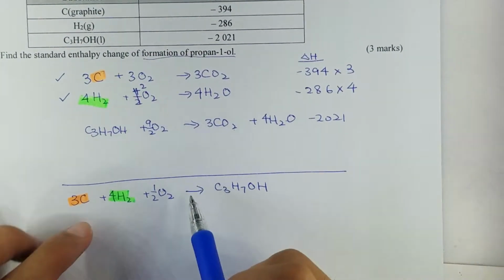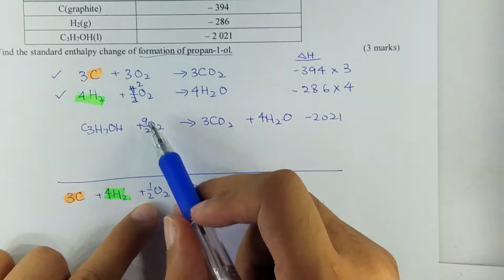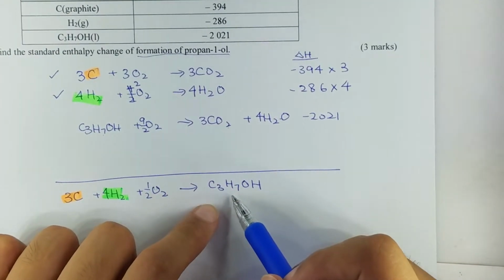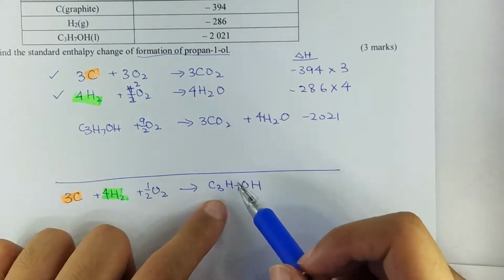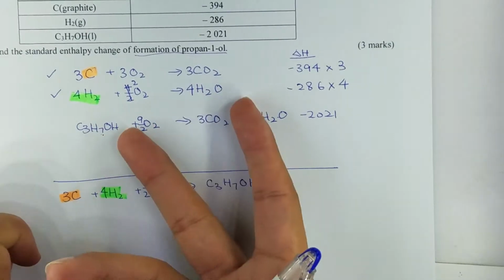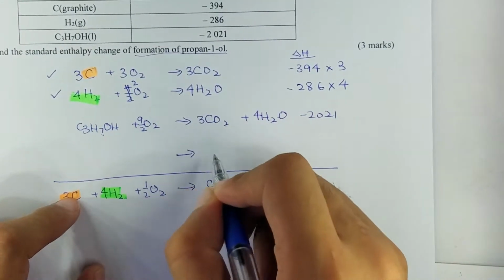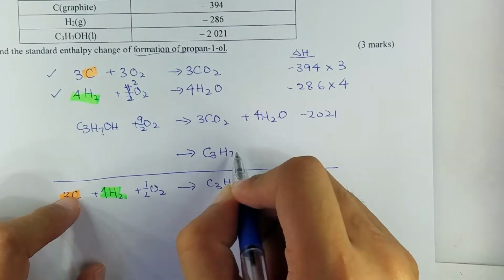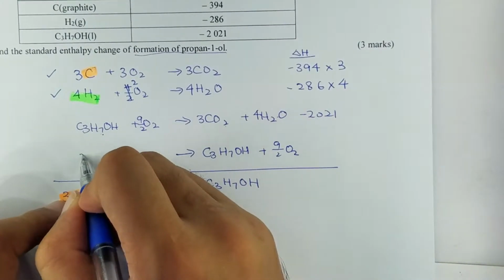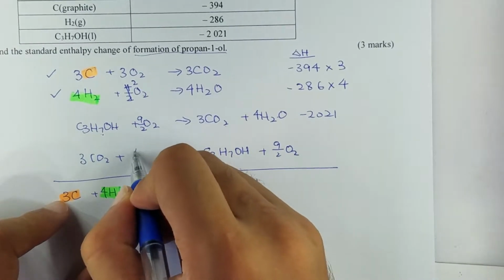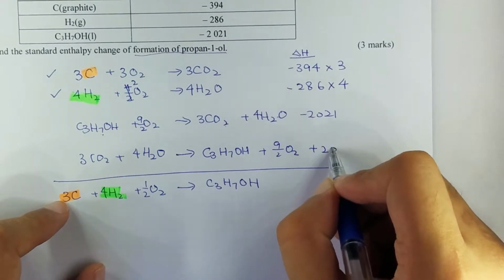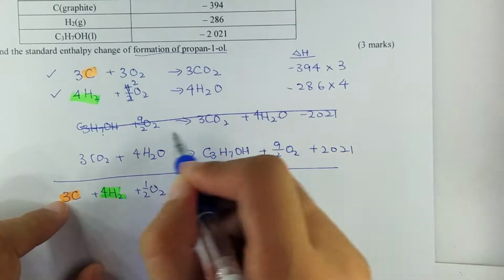And finally, we have, now as I said, oxygen, all of them have oxygen. So I'm going to skip oxygen and move on to the final one. The final one is propan-1-ol. It's on the right side. Propan-1-ol over here is on the left side. So what I do is I have to flip this equation. C3H7OH plus 9/2 oxygen, 3 carbon dioxide plus 4 water. And then this will become +2021. And we don't need this anymore.